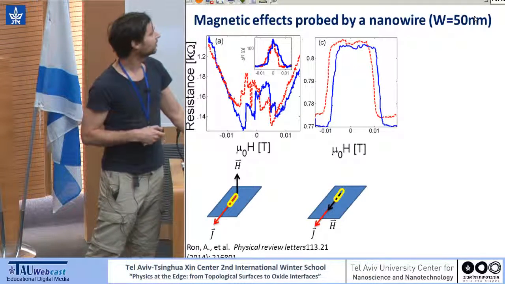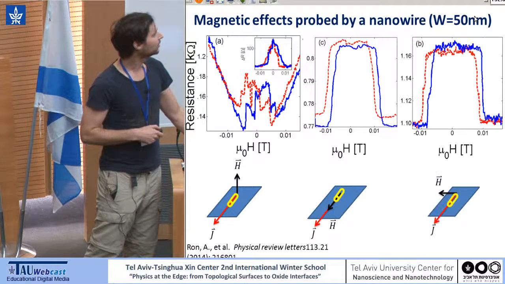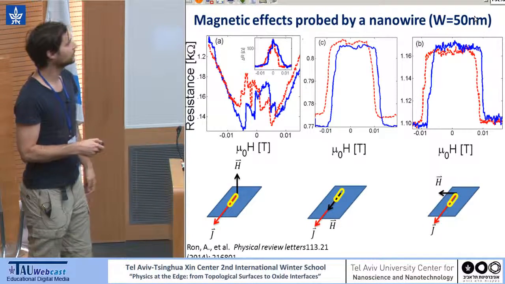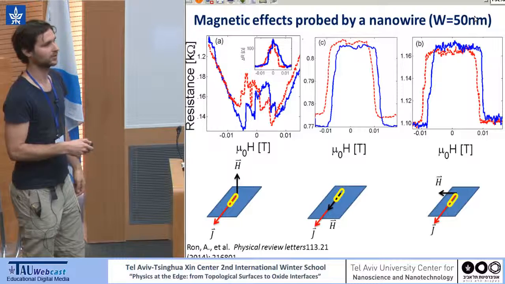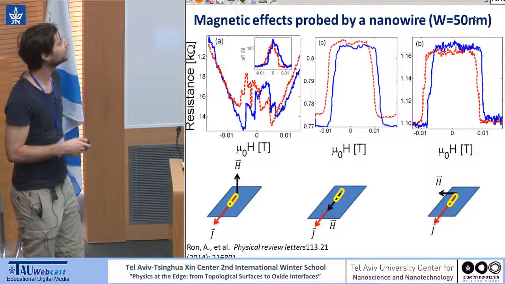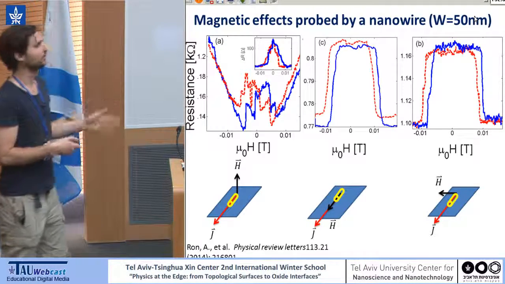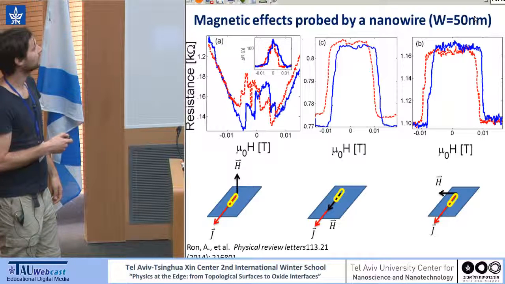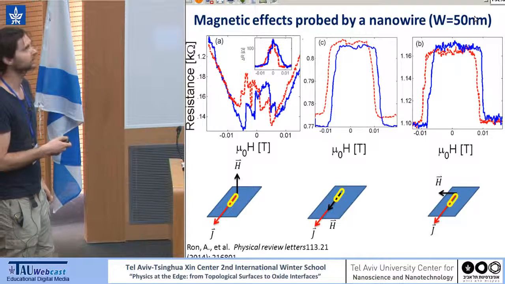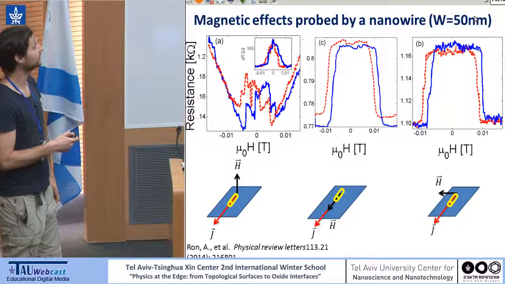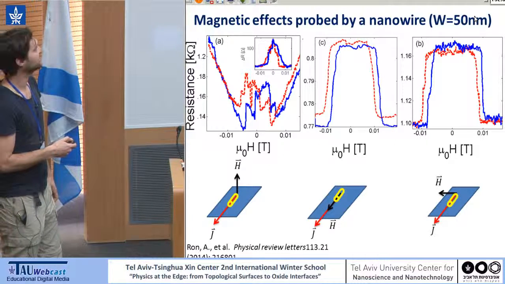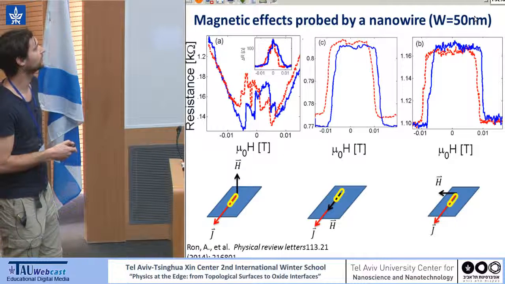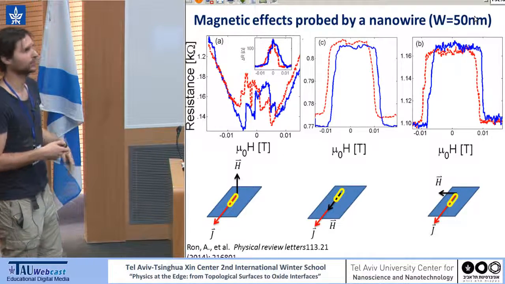This is what you get for the parallel orientation. And what remains is the transverse orientation, where the field is in the plane of the sample and perpendicular to the current. So in all of these orientations, what we generally see is negative magnetoresistance at very low fields with some hysteresis. The blue curves are sweeping the field up, and the red curves are sweeping the field down.